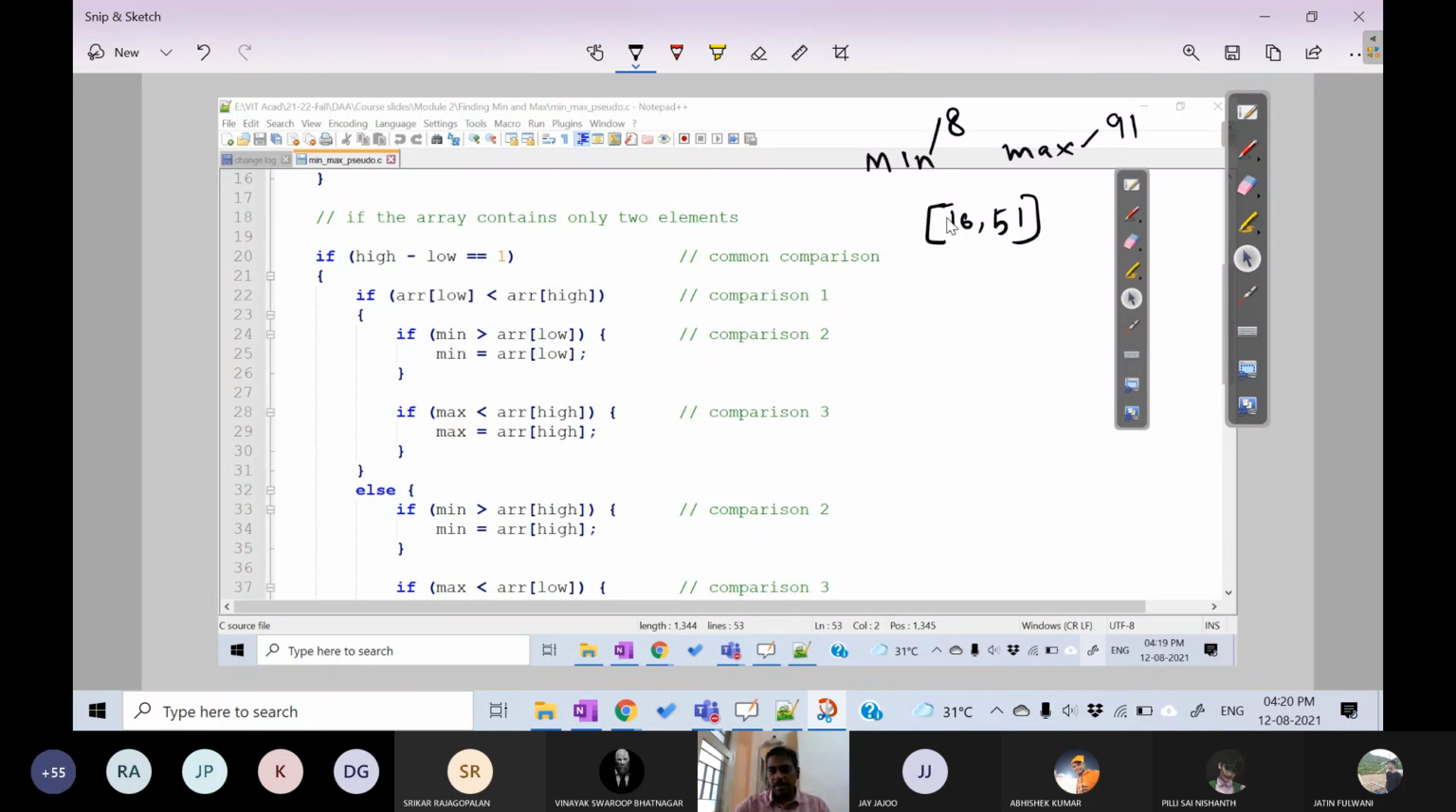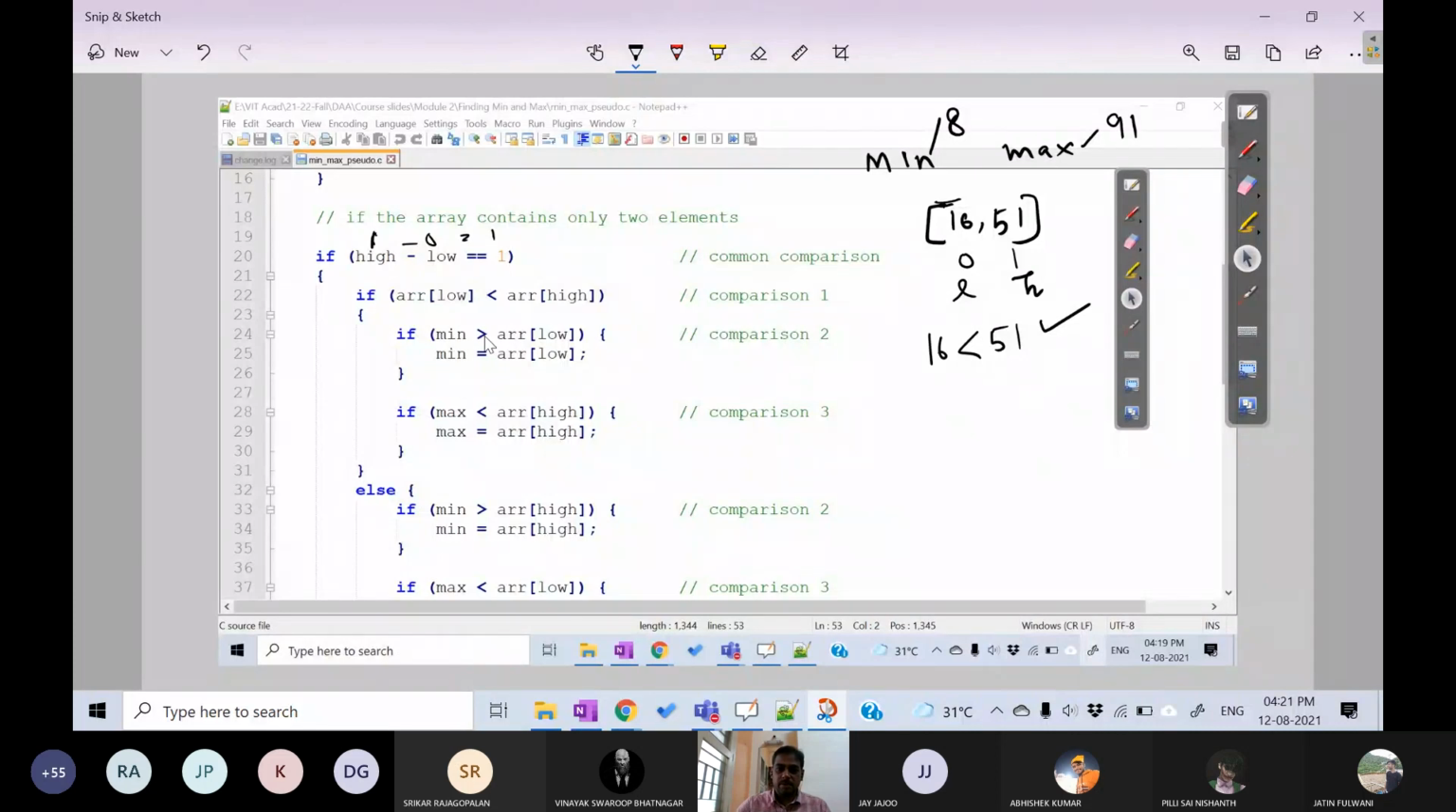Now, this is the index of the array. This is 0 and this is 1. You can see that high minus low, that is 1 minus 0, is equal to 1. So here it will enter. That means the array has exactly 2 elements. Now, what is array of low? This will be low and this will be high. Array of low is 16. Is it less than array of high? Array of high is 51. Yes, this is true.